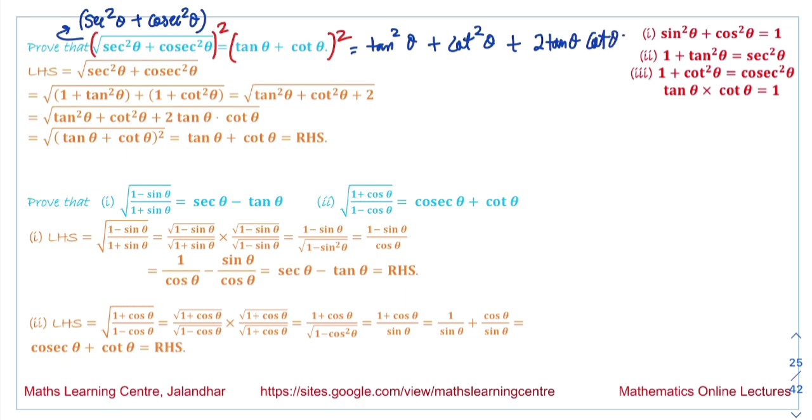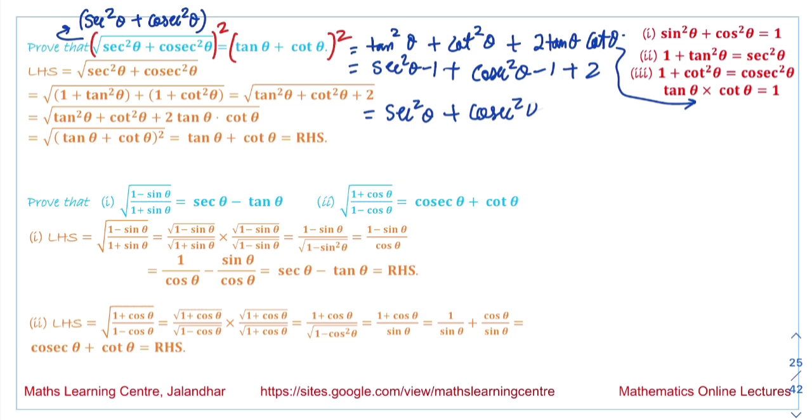Now what is the value of tan square theta? It is secant square theta minus 1. Cot square theta is cosecant square theta minus 1, and this value we are saying is equal to 1. So the answer we are getting is secant square theta plus cosecant square theta, and that is equal to the LHS.